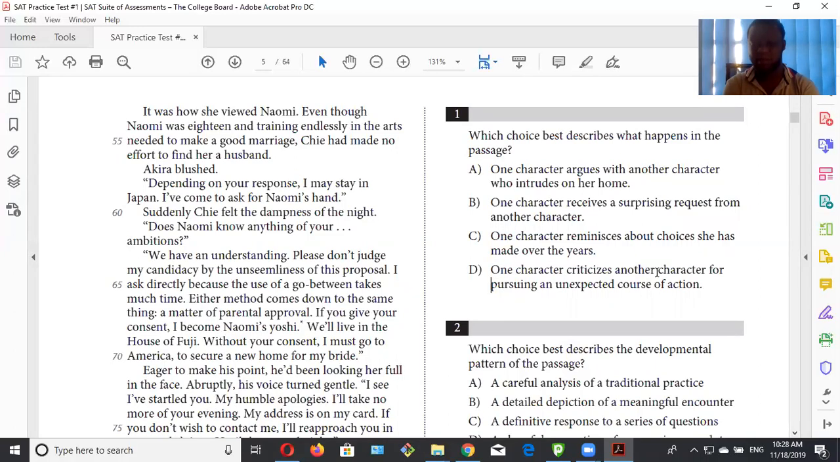One character criticizes another character for pursuing an unexpected course of action. There was no criticism going on, so every word must be supported by the passage, and she was not criticizing Akira for pursuing an unexpected course of action. So the best answer here is she received a surprising request from Akira. If you read the passage, this is what you should come away with. And so that's the correct answer.